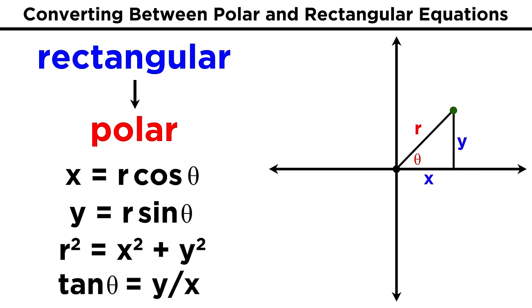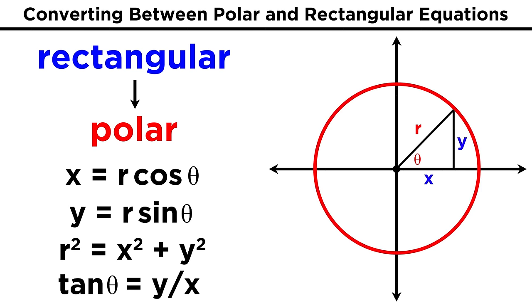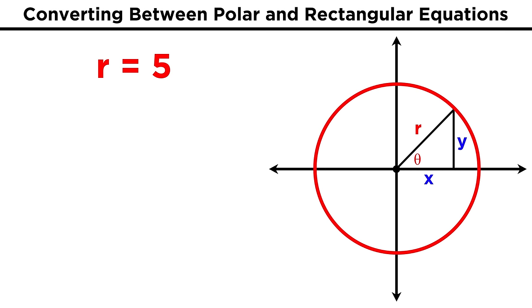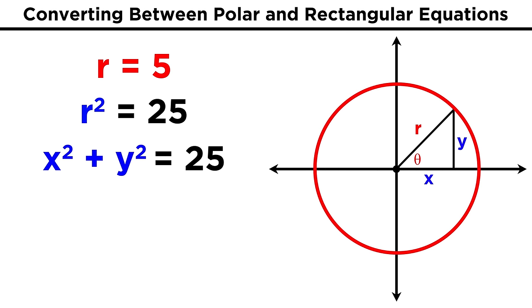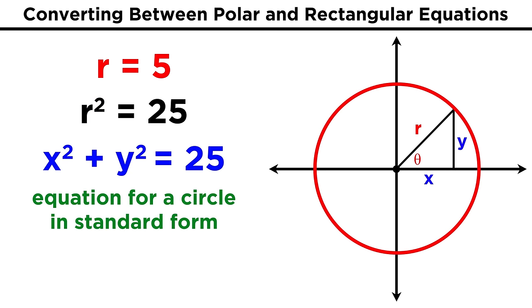With this information, we can see how it is much easier to graph circles in polar coordinates rather than in rectangular coordinates. Take the graph of r equals 5. This is a circle with a radius of 5. To convert into rectangular coordinates, we could square both sides and then change r squared into x squared plus y squared. This should look familiar, as it is the form for the equation of a circle that we already learned, but we can see how it was much easier to interpret in the other form.